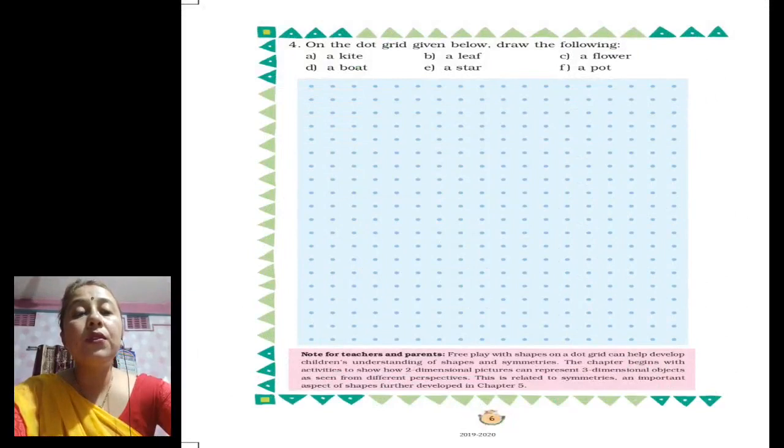So we will also do number 4. On the dot grid given below, draw the following: kite, leaf, flower, boat, star and a pot. So in this exercise we will draw the given things with the help of the dot grid. Okay, so in today's class we will complete only page number 5 and page number 6.